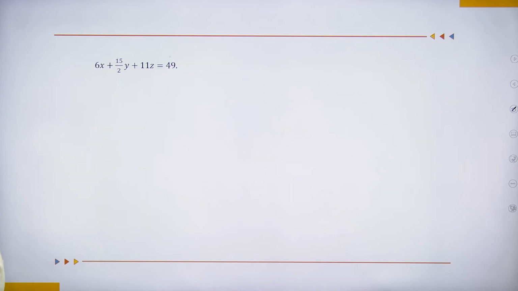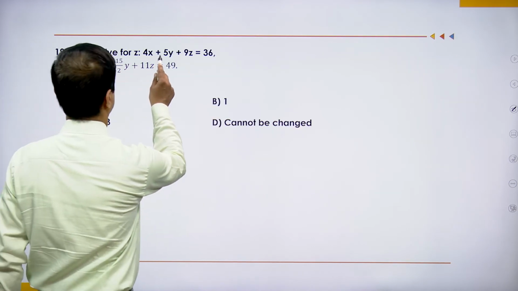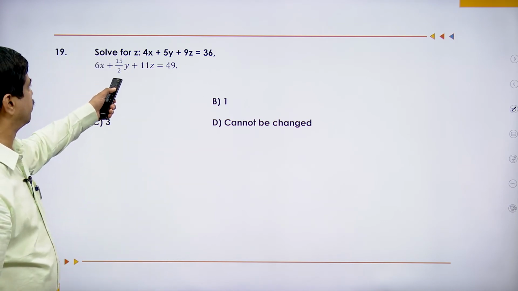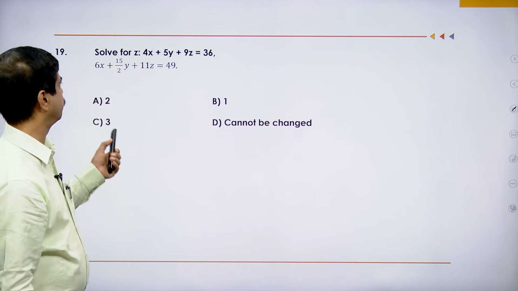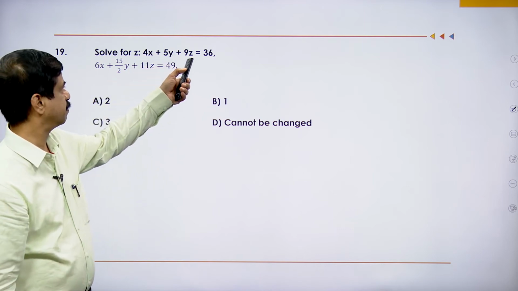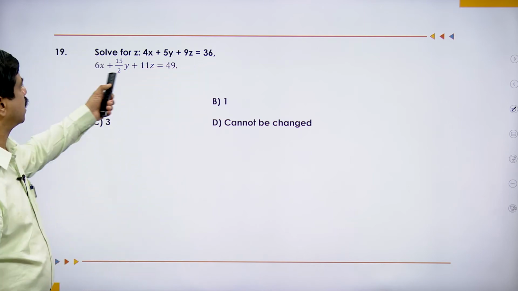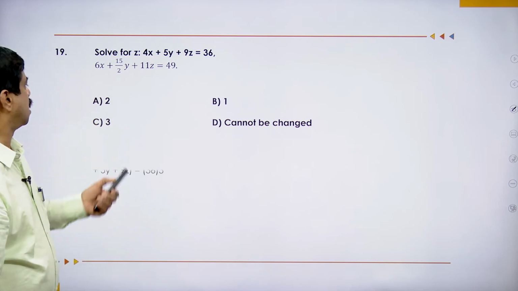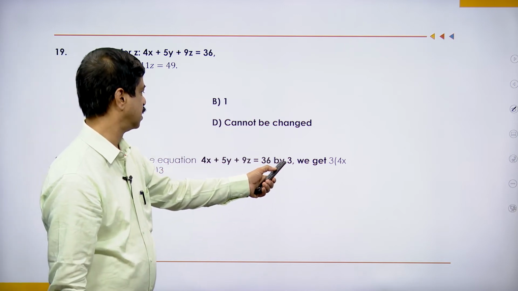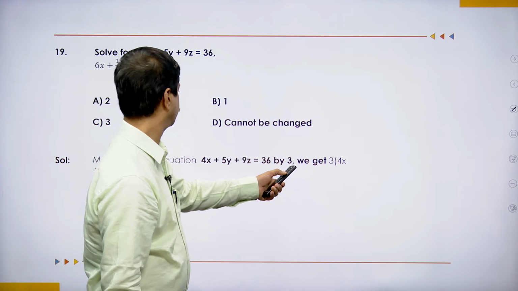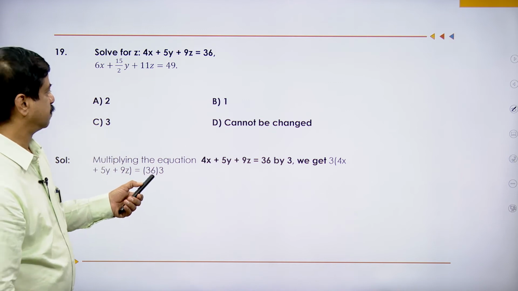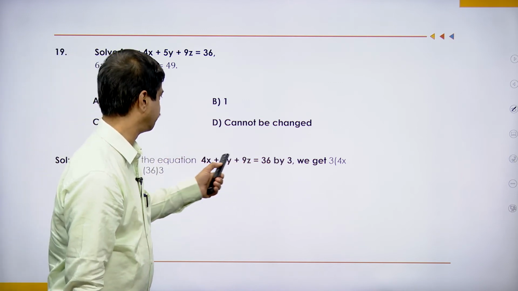Okay, let's go to the next question. Solve for z such that 4x plus 5y plus 9z is 36, and 6x plus (15 by 2)y plus 11z equals 49. Solve for z, he said. So 4x plus 5y plus 9z is 36. If you multiply this by 3, then 5 times 3 is 15, you will get.